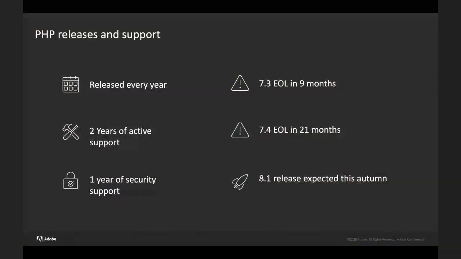But first of all, let's review the PHP releases and support approaches. Basically, PHP releases a new version every year. Once it's released, it has 2 years of active support, and on top of that, 1 year of security support. So in general, each PHP release is supported for only 3 years. That means that version 7.3 is reaching its end of life in just 9 months, and 7.4 is reaching end of active support in 9 months, and then we'll have just 1 year of security support.